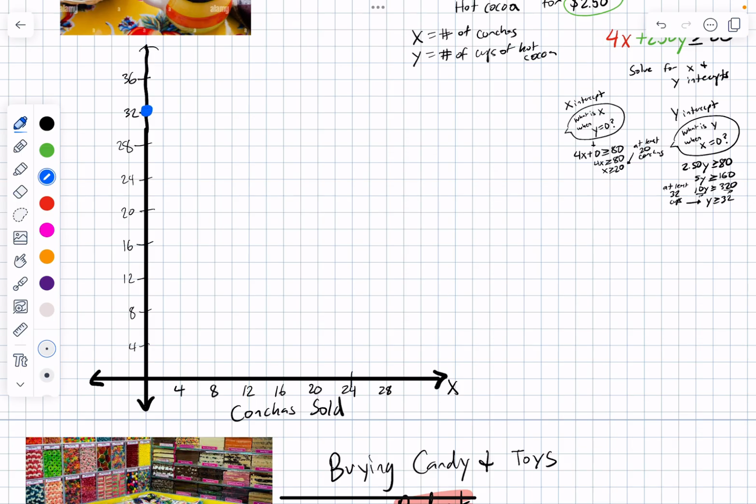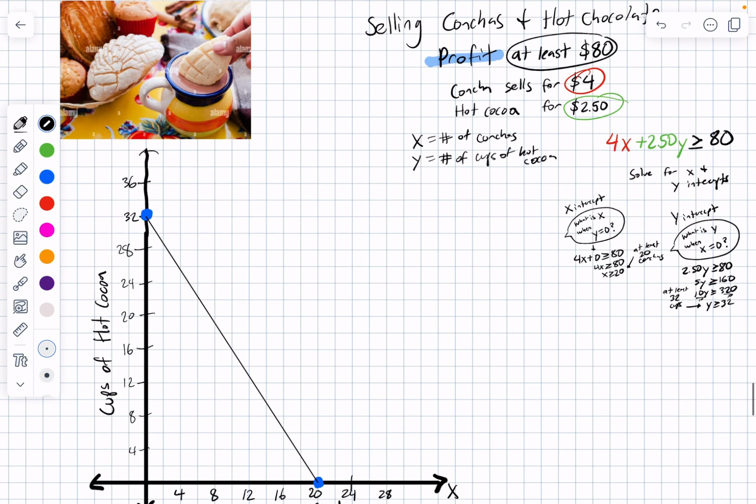So 32 is my y-intercept. 20 is my x-intercept. Let me label this. I'm going to turn the iPad sideways now. Cups of hot cocoa. And then I just connect these points with a line. And then I realize it can equal it, so it's going to be a bold line.